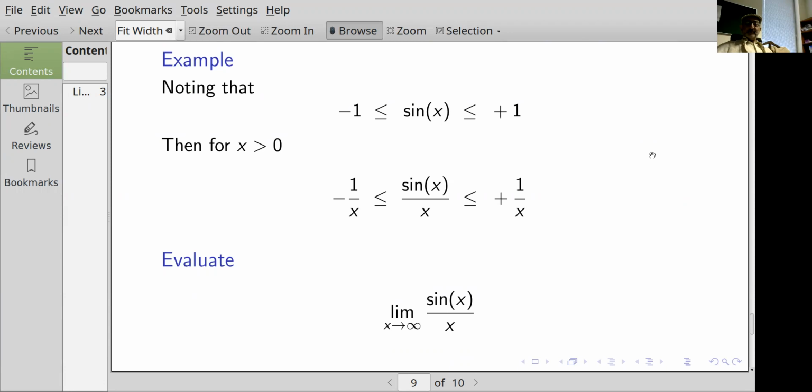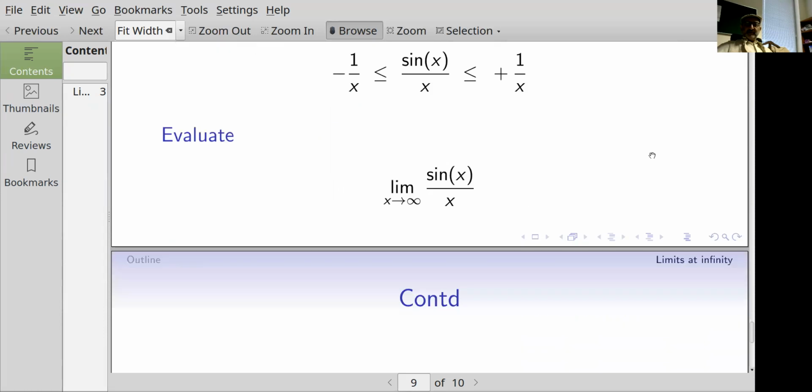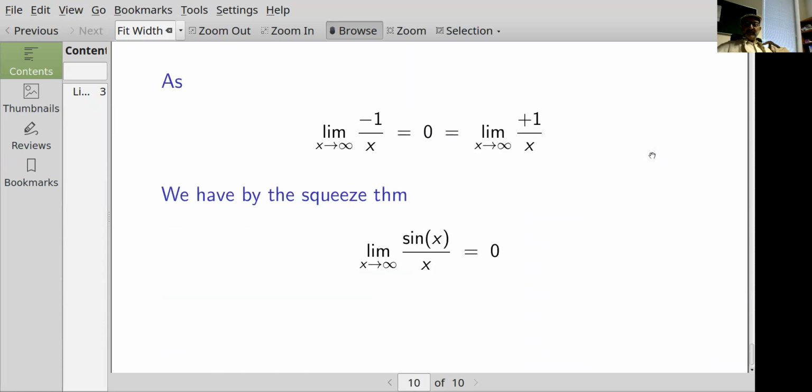Okay, so -1/x is going to go to 0 as x goes to infinity. Positive 1/x is going to go to 0 as x goes to infinity. sin(x)/x is bounded between those two values, so it should also be going to 0 by the squeeze theorem.